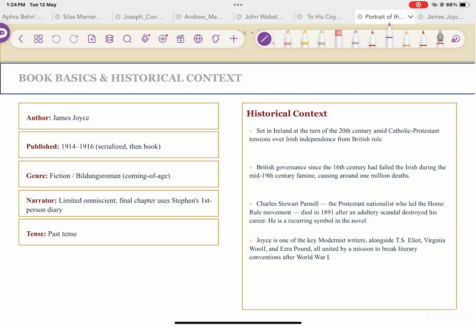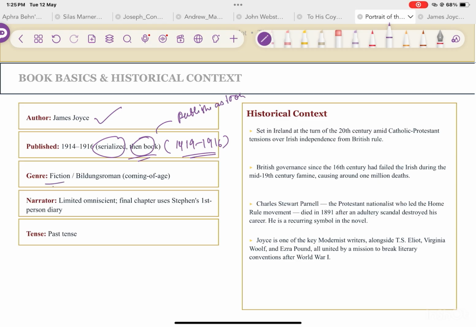So before reading the novel, before knowing the plot, we should understand its historical context. And before the historical context, let us look at some details that become necessary. It is written by James Joyce. It was published in 1914 to 1916. For 2 years it was serialized, and then it was published as a book.